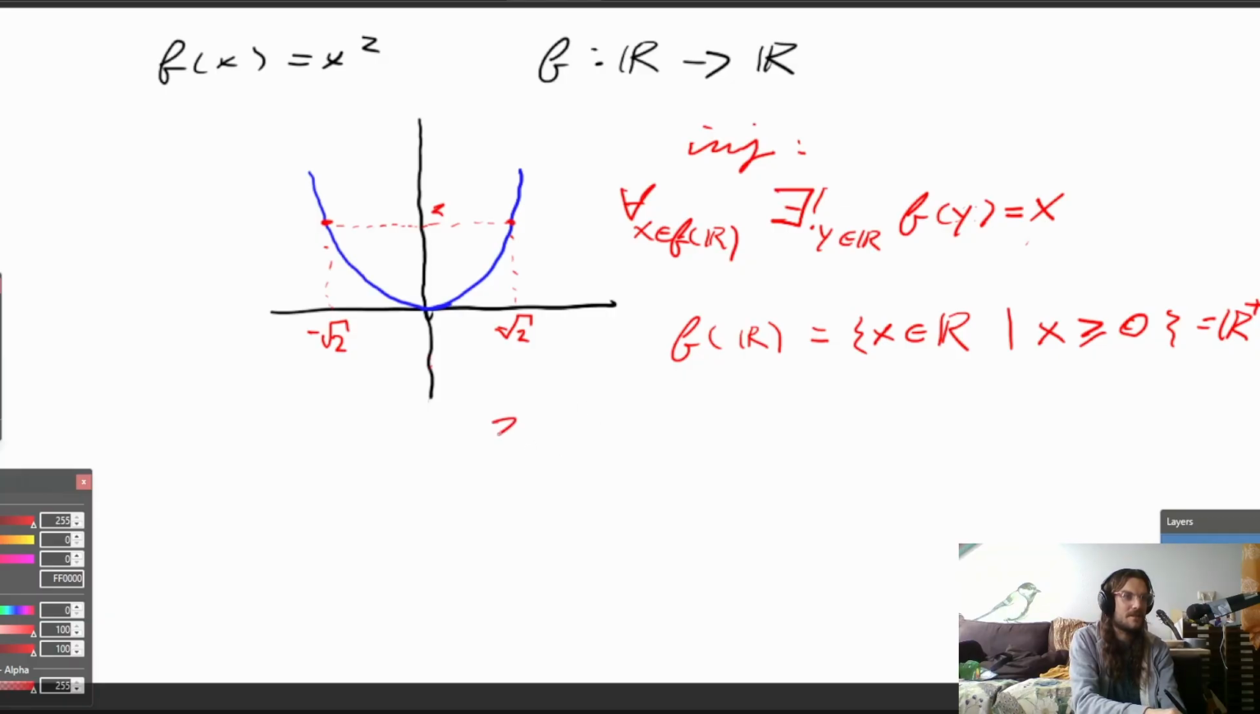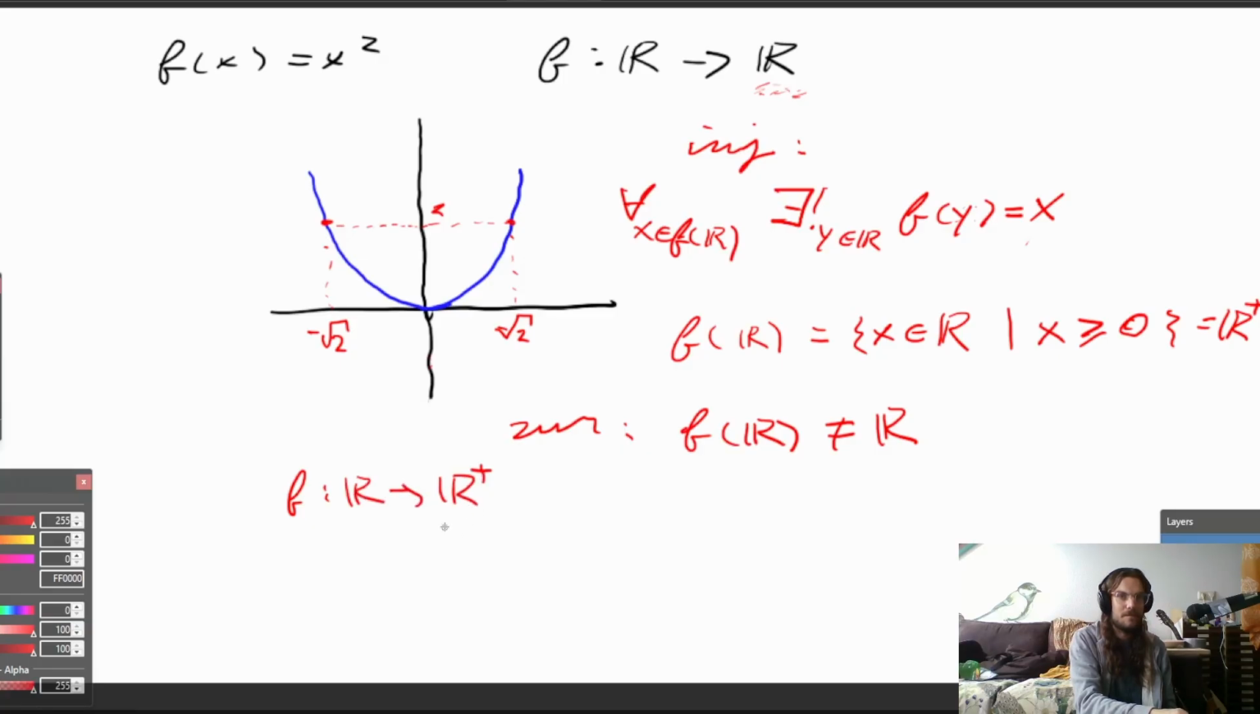Well, surjective meant f of R would have to be equal to the entire set that you're mapping to, R. So it's not surjective, because this is not R, but it is R+. However, if we redefined our function as R to R+, this is a very easy way to make any function surjective if you need. But in this case, we are analyzing it as a real function that goes from the reals to the reals, and it's not surjective. So let's look at a function that is bijective.